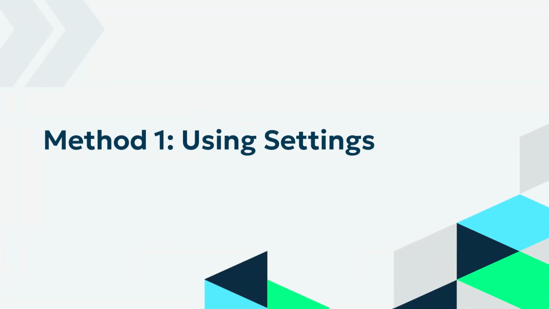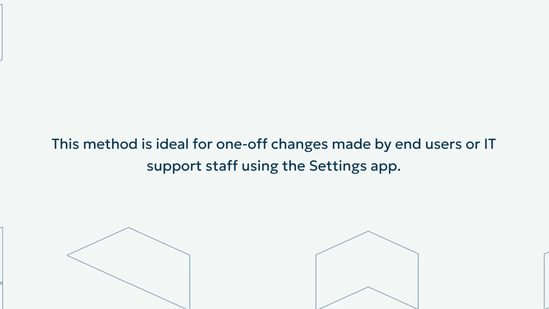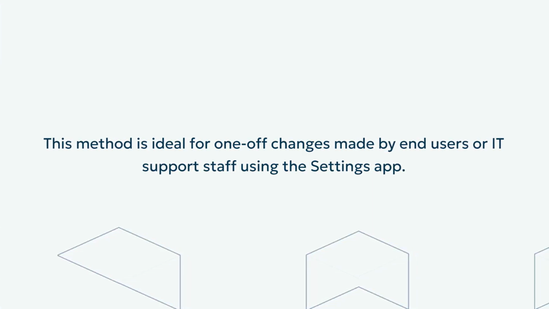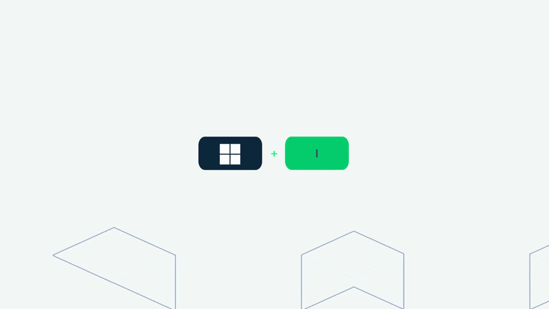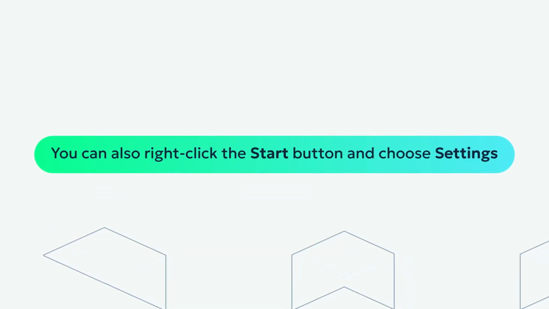Method 1: Using Settings. This method is ideal for one-off changes made by end users or IT support staff using the Settings app. Press Win+I to open Settings. You can also right-click the Start button and choose Settings.